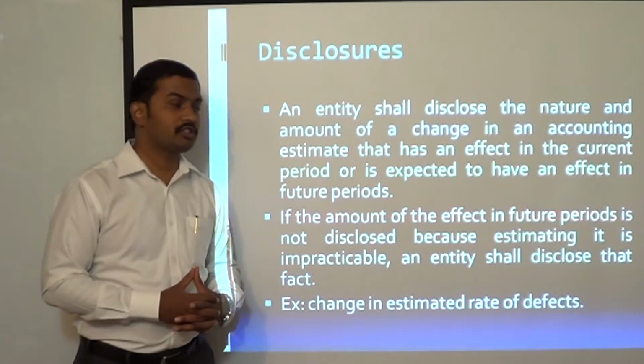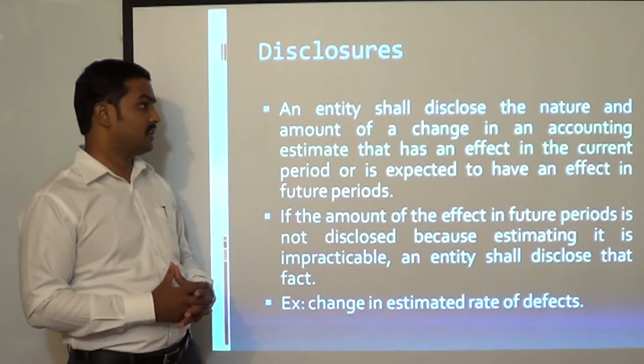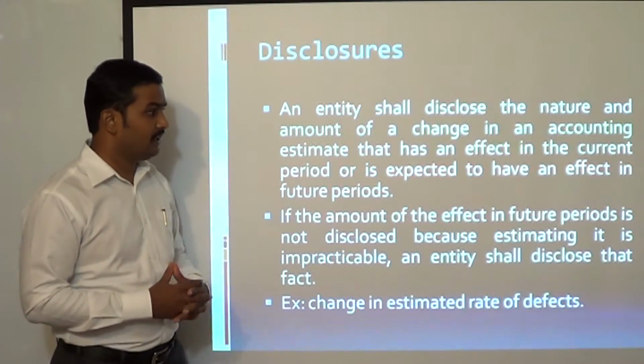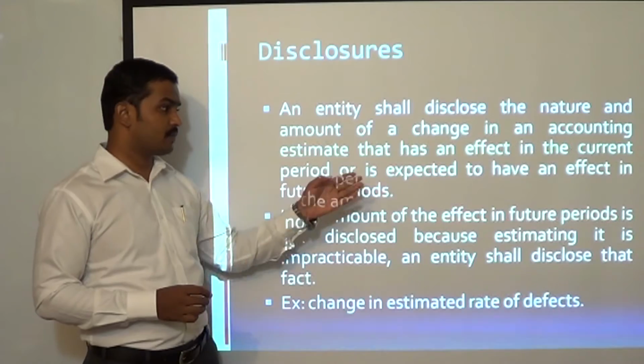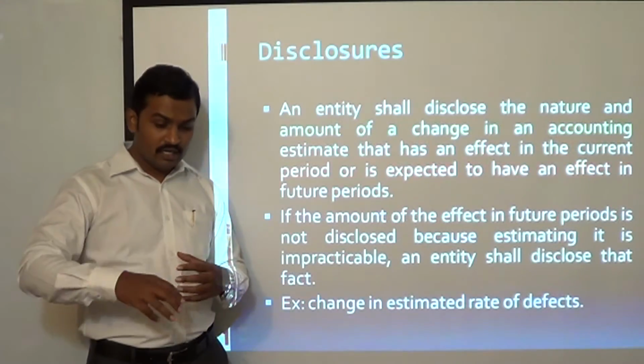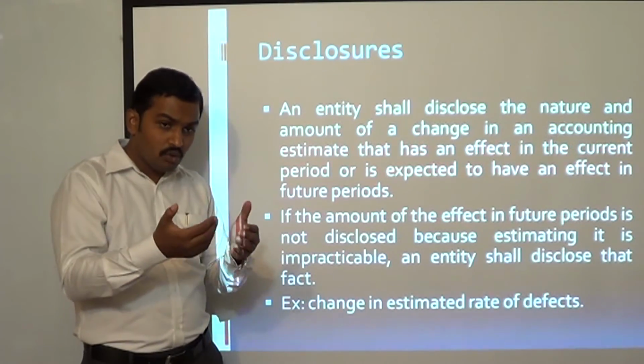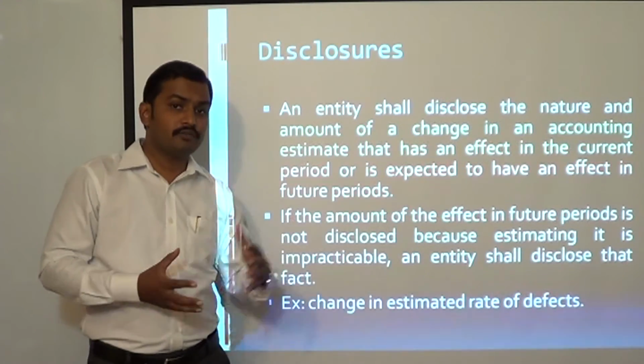Now, what are the disclosures required? The standard requires the entity to disclose the nature and the amount of change in accounting estimate that has an effect in the current period or is expected to have an effect in the future period. So you are required to disclose the nature and the amount of change in estimate which is going to have an impact on current year and also in the future.